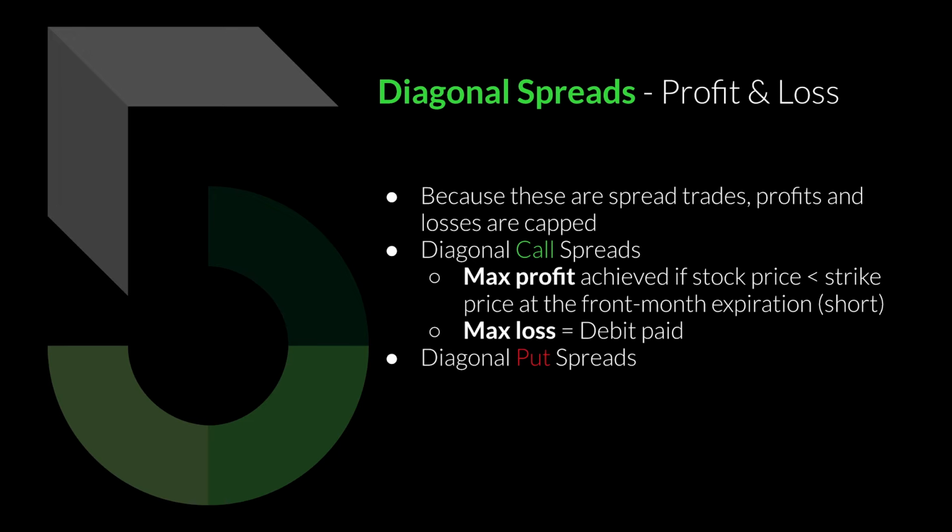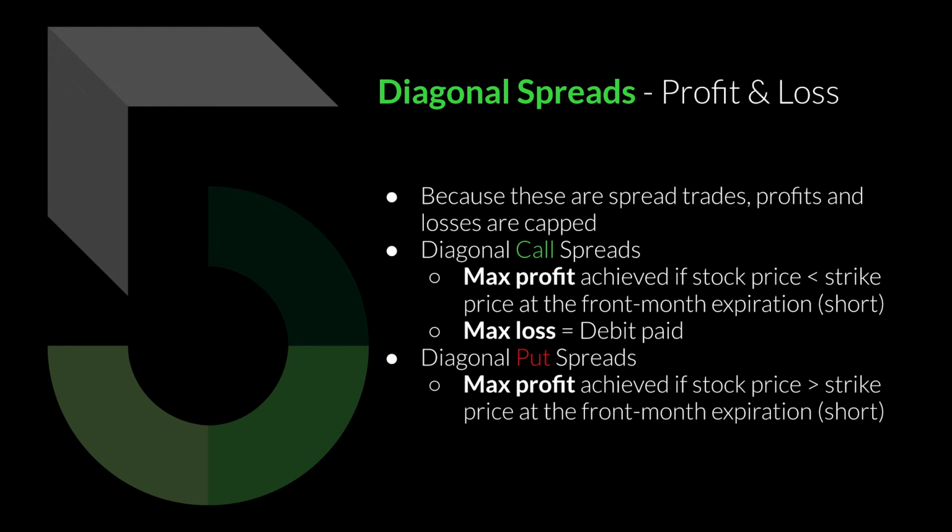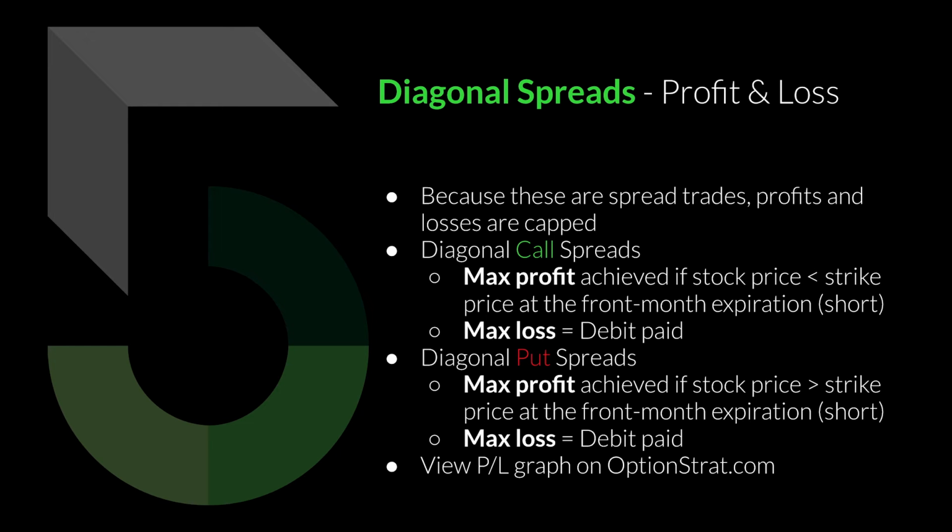For diagonal put spreads, it's going to be the opposite. So your max profit is achieved if the stock price stays above the short strike price. That is your front month expiration. And again, we're going to look at OptionStrat to show you how this would work. And then, of course, the max loss is the debit paid, how much you are paying to enter this trade. So let's look at OptionStrat, and we'll use XOM as the ticker symbol for our example.